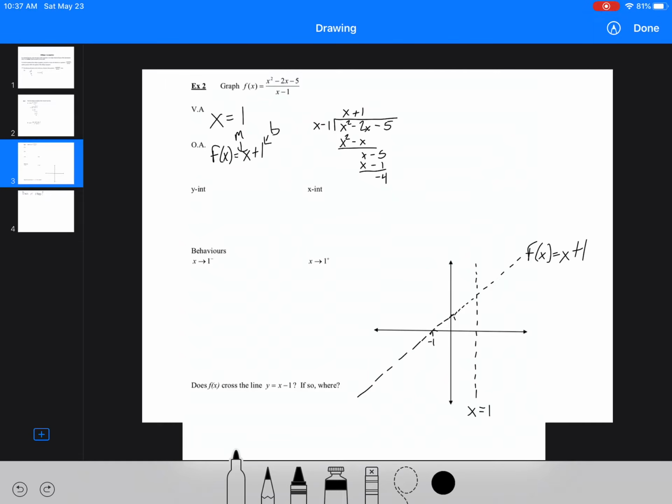Next, for the y-intercept of the actual function, we're going to set x equal to 0. Well, that one's actually pretty easy.